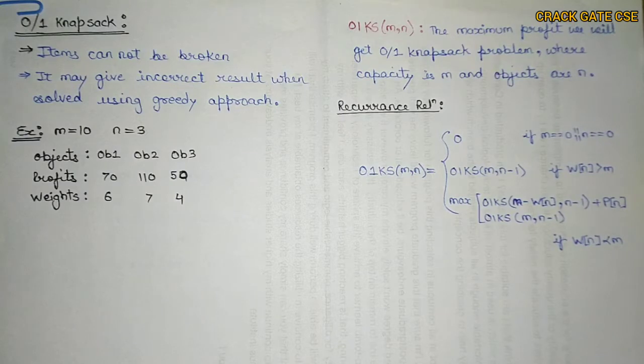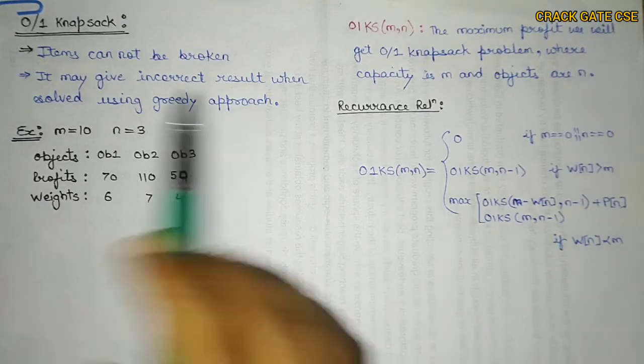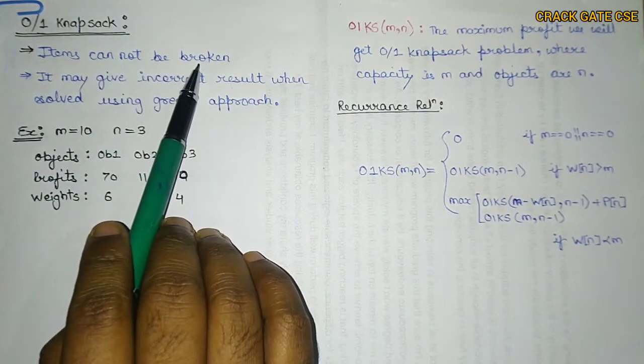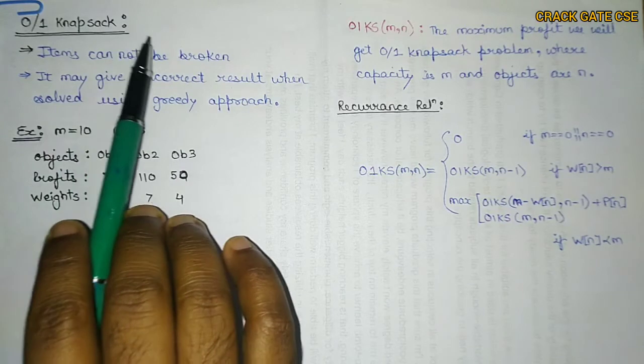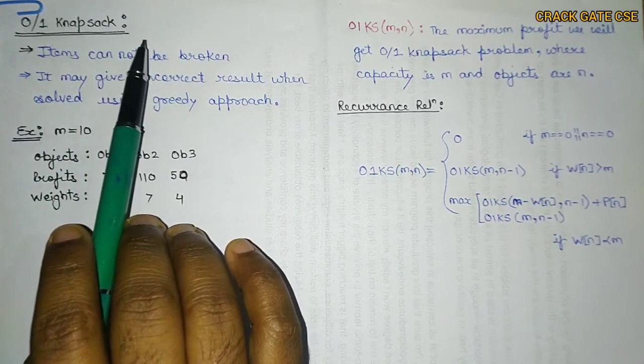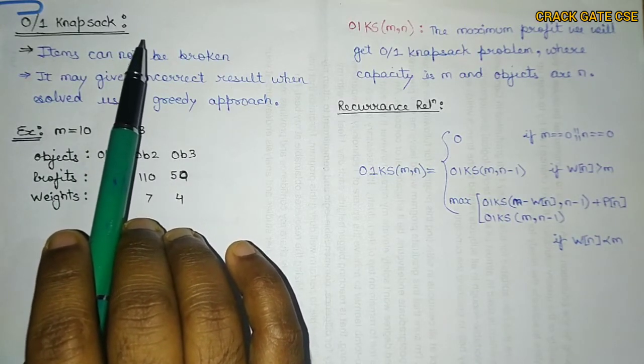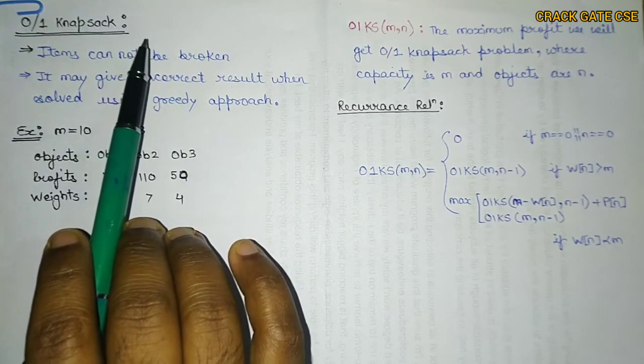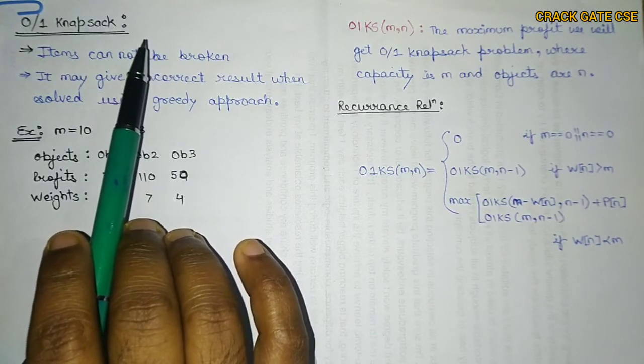So you might remember that in the greedy chapter, I already discussed a problem known as the fractional knapsack problem. The difference between that fractional knapsack problem and this 0/1 knapsack problem is that here the items cannot be broken, but in fractional knapsack it was allowed to take some part of the item. That means we can take some fraction of that item. That's why that was known as fractional knapsack.